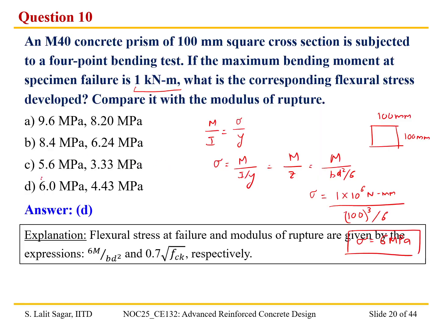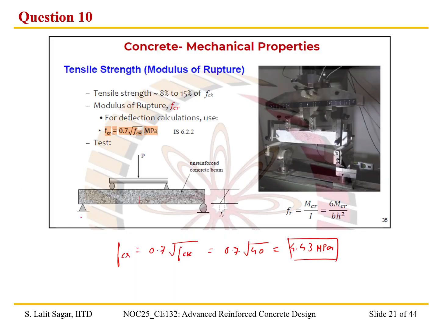So the maximum flexural stress is 6 MPa and the modulus of rupture is 4.43 MPa. The correct answer is option D, and as we have seen in the class lecture also, the modulus of rupture is determined using this particular equation, which is taken from clause 6.2.2 of IS 456. Okay, moving on.